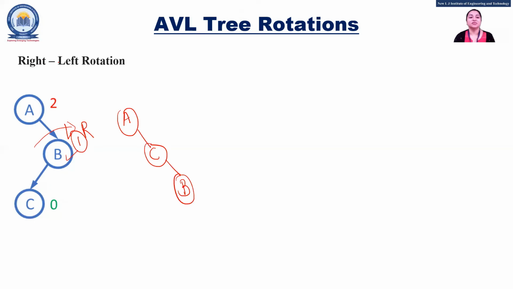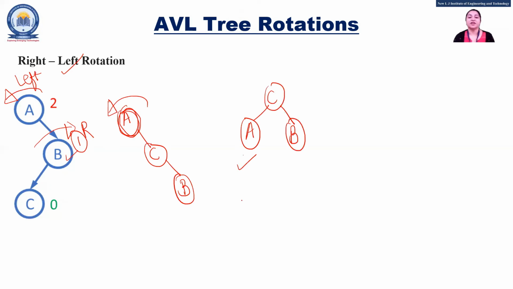What is the second rotation? The second rotation is left rotation. Which node has to be rotated left? The node A has to be rotated left. So the next step is to rotate node A to the left. If we pick node A and pull it to the left, we will have a tree something like this. A, C and B. So now this is a perfectly balanced tree. This is the first rotation and this is the second rotation. That's why it falls under double rotation. Okay, first rotation to the right and next rotation to the left.